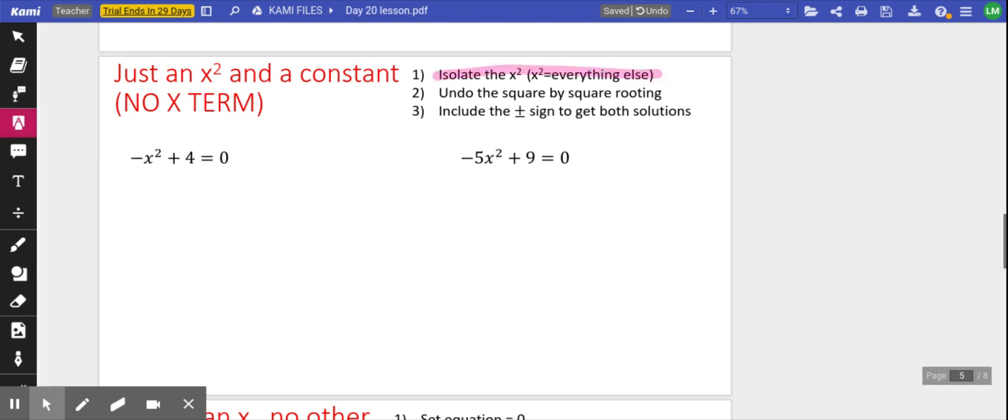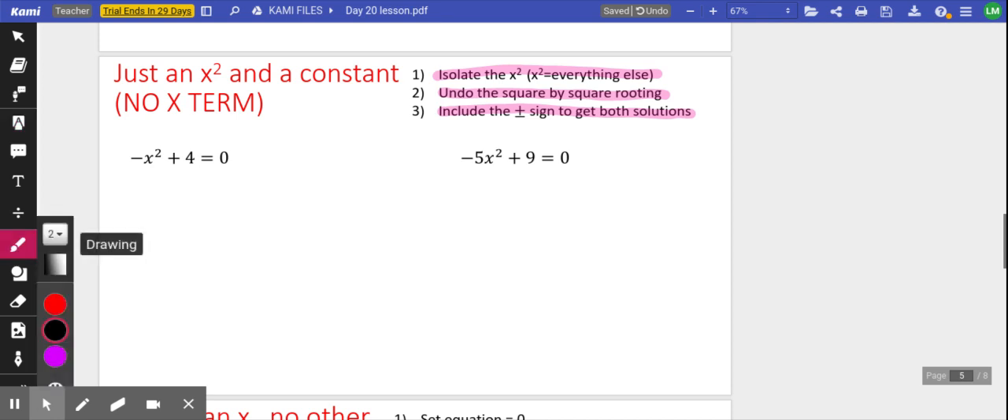First, we're going to isolate the x squared. So we're going to get x squared equals everything else. Second, we're going to undo the square by square rooting. Okay, square and square root are opposites. Don't forget this. I'll get into it, but we're going to include plus or minus to get both a positive solution and a negative solution.